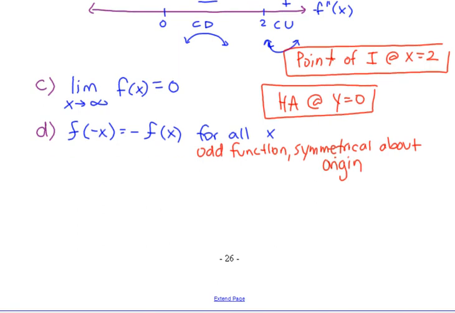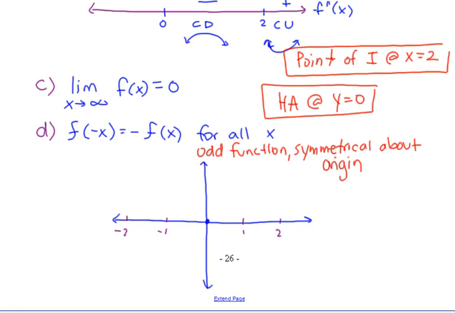Okay, so let's try and sketch this graph. Our critical values were 1 and 2. Because it's symmetrical about the origin, we're going to have critical values of -1 and -2. Okay, what else do we know? We know there's a local max at 1. Okay, there's a local max at 1 somewhere. And at 2, there's a point of inflection.